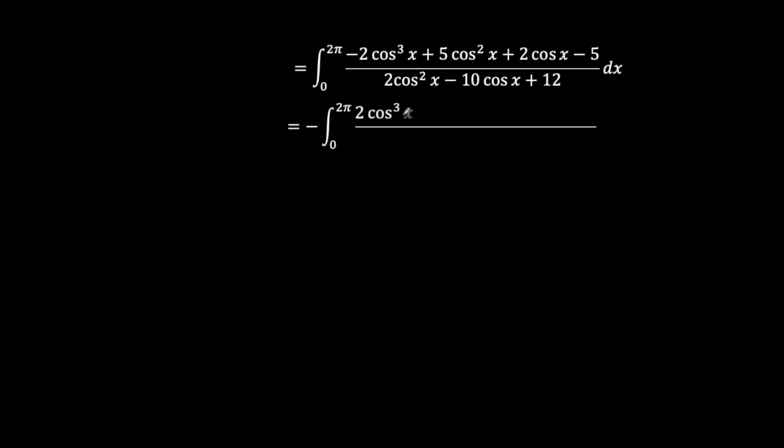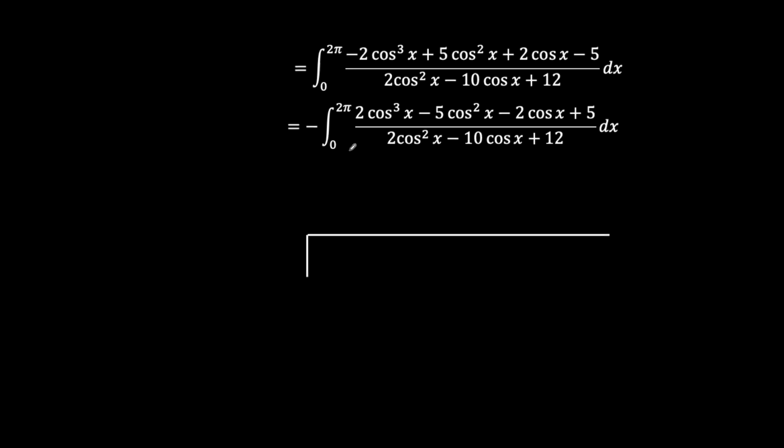And so we have 2 cosine cubed x minus 5 cosine squared x minus 2 cosine x plus 5 over 2 cosine squared x minus 10 cosine x plus 12, with the negative sign outside the integral sign. So this is an improper fraction. Why? Because the numerator's degree is greater than the denominator's. So we can take advantage of long division.